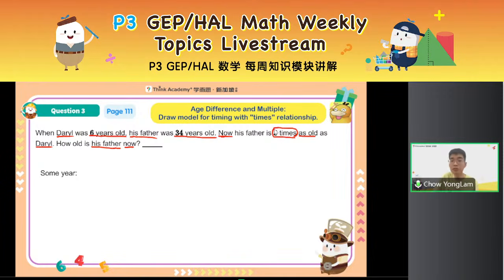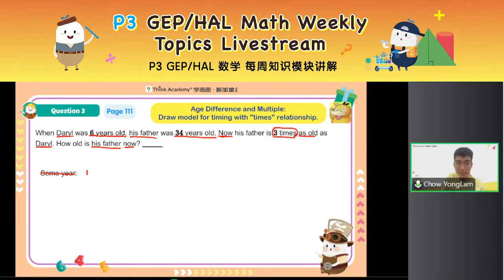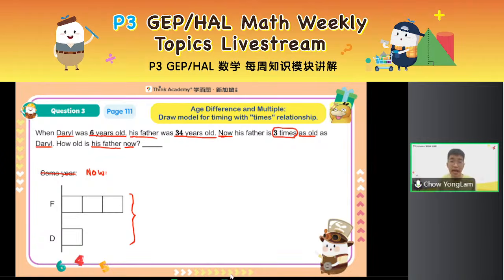3 times. At what time point is there a 3 times? Yes, it's now. So actually, I shouldn't say some year. I know the exact year. It is now. So now father is 3 times as old as Daryl. So Daryl is 1 unit. Father is 3 units. Okay, and now can teacher Yong Lam still find the sum?